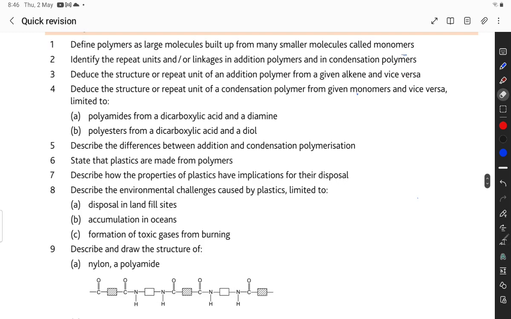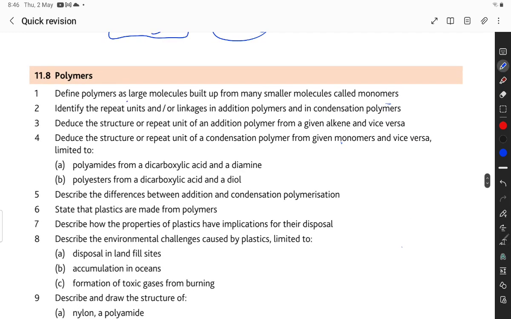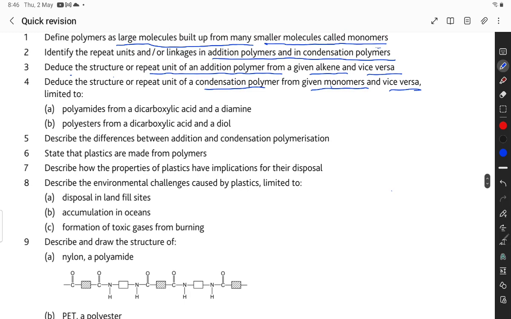Now polymers. This is the definition of polymers: a large molecule built up from many smaller molecules called monomers. Identify the repeat units or linkages in addition polymers and in condensation polymers. Deduce the structure of the repeat unit of an addition polymer from a given alkene and vice versa. Deduce the structure of the repeat unit of a condensation polymer from a given monomer and vice versa. Polyamides are formed from a dicarboxylic acid and a diamine. This is nylon, and this is terylene.